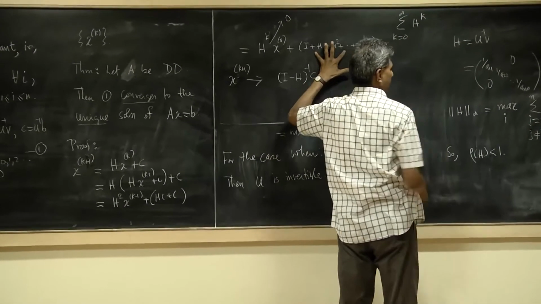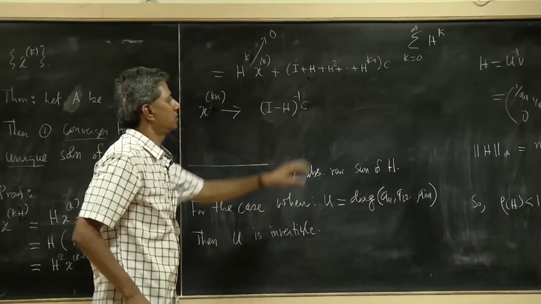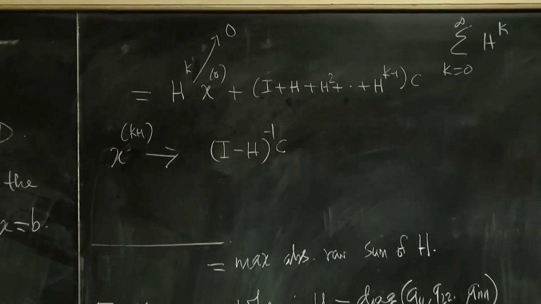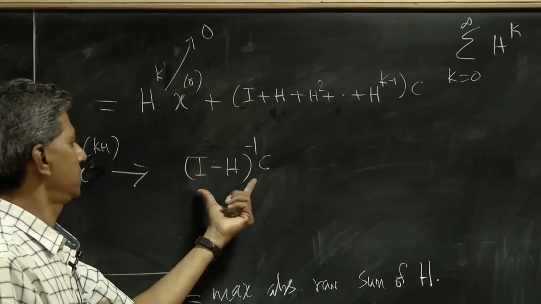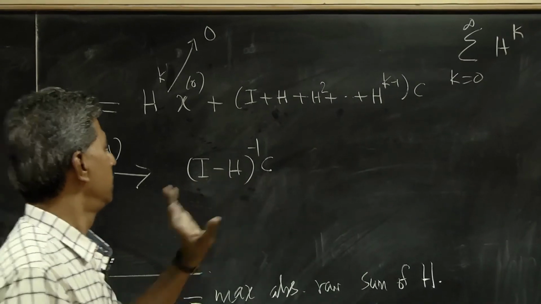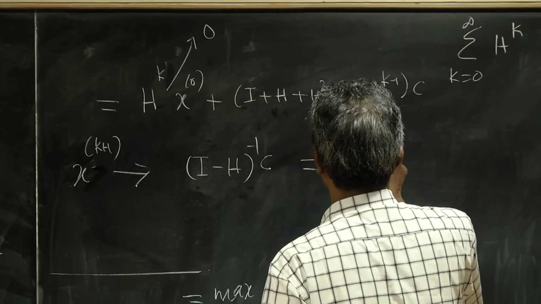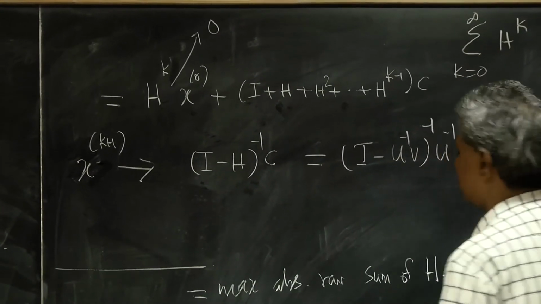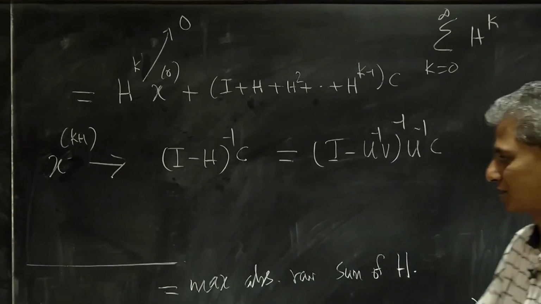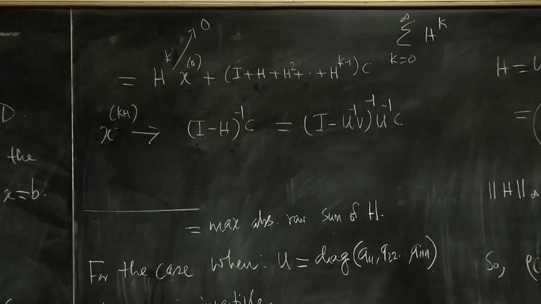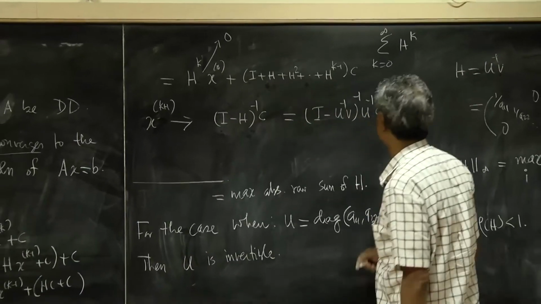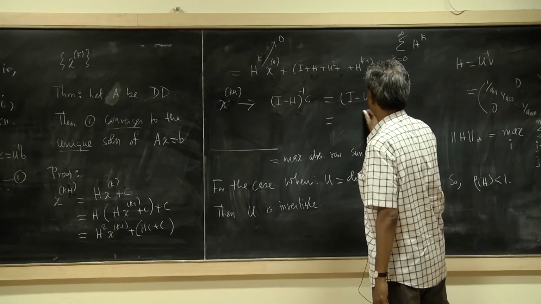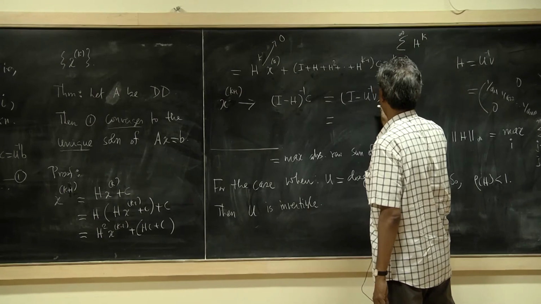This series is convergent because the spectral radius of h is less than 1. So this nth partial sum converges. And as I told you, this is like the binomial expansion. So the sum of the series is given by this expression, (I minus h) inverse. Now (I minus h) inverse c: h is u inverse b, c is u inverse b. So I can write this as (I minus u inverse b) inverse.